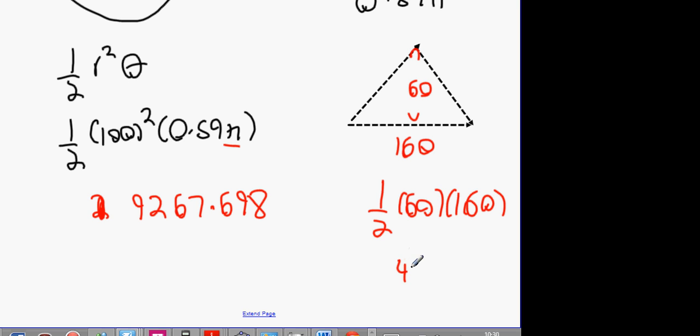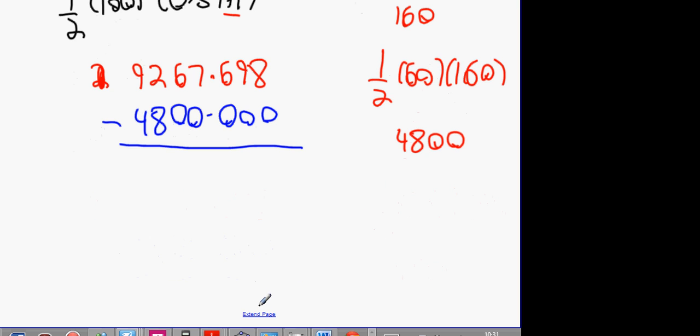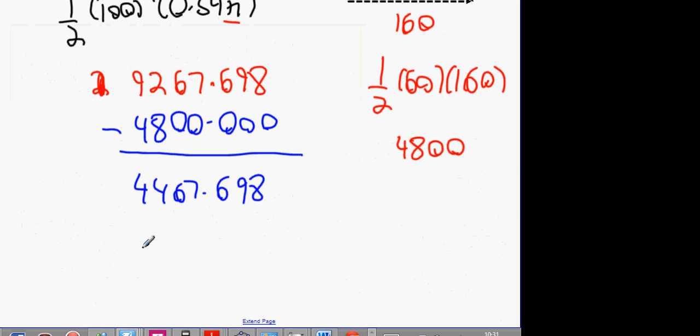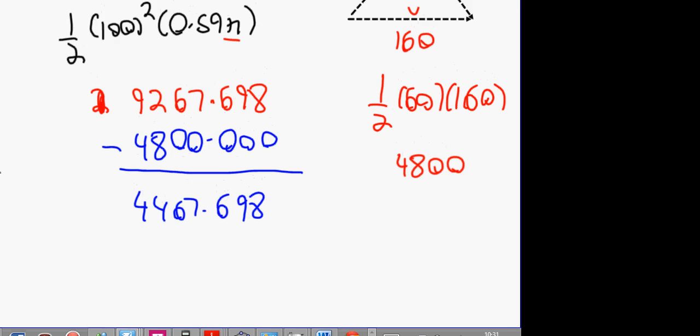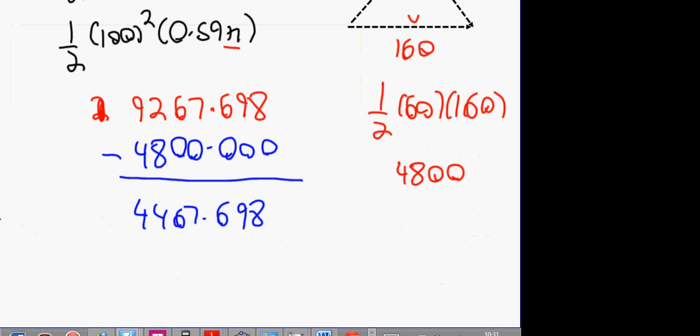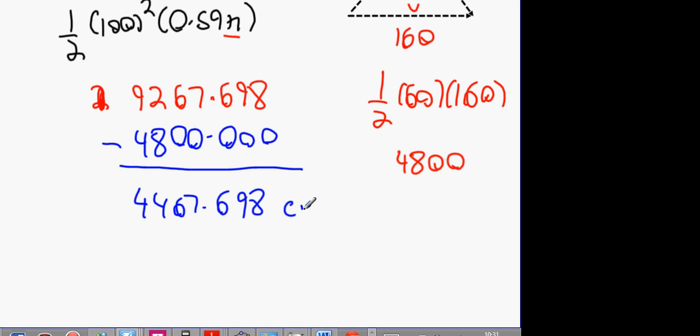Anybody? Yeah. Take them away from each other and what do we get? Because that's what remains. .698. Does it give me any instructions to round it up or anything like that? To the nearest liter. So now here's the problem here. Nearest liter. That is centimeters squared at the moment. Okay?